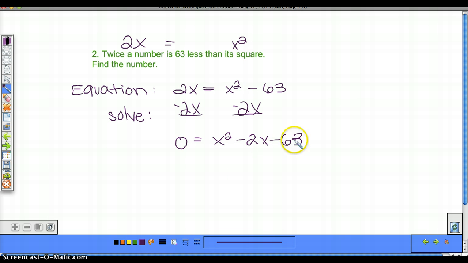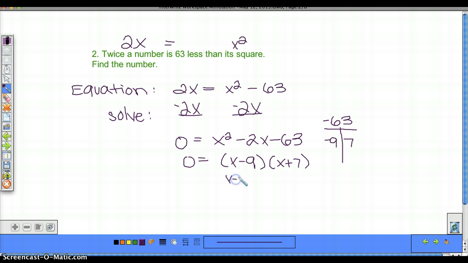Now I'm looking for two numbers that multiply to give me negative 63 and add to give me negative 2. And the two factors we're going to use are negative 9 and positive 7. If you need to list out all the factors of 63 to find those two, go for it. If you can do it in your head, that's great too. So my two factors are x minus 9 and x plus 7.